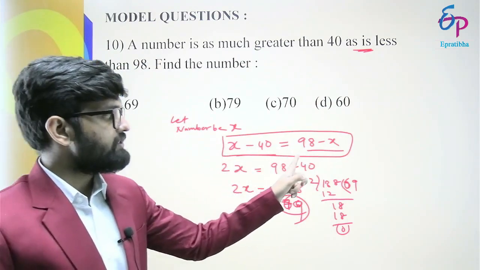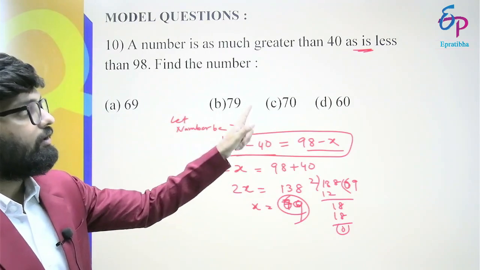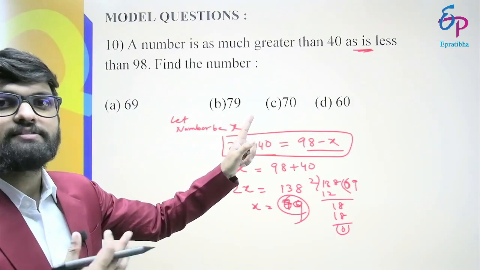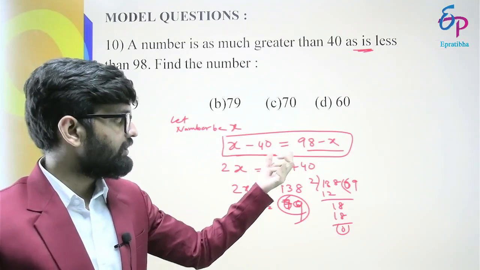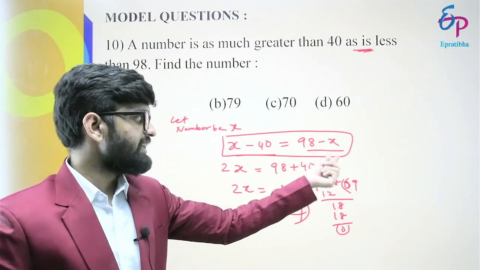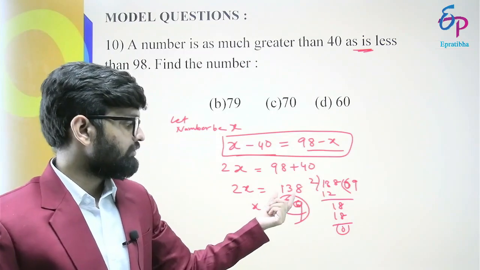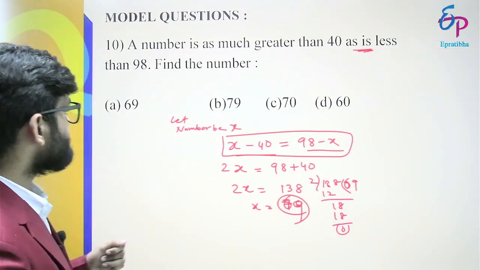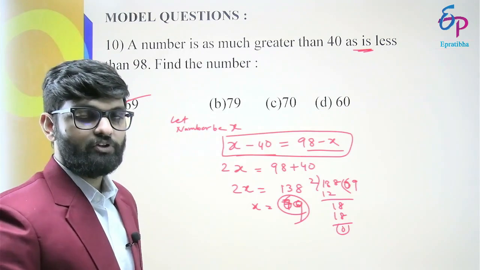X minus 40 is equal to 98 minus x. Whenever they are telling it is greater than some value and it is lesser than some value, this is how we are going to proceed. X minus 40 is equal to 98 minus x. If x comes this side, 2x is equal to 98 plus 40 and 2x is equal to 138, x is equal to 69 is the correct answer for this question. So I hope I am clear.